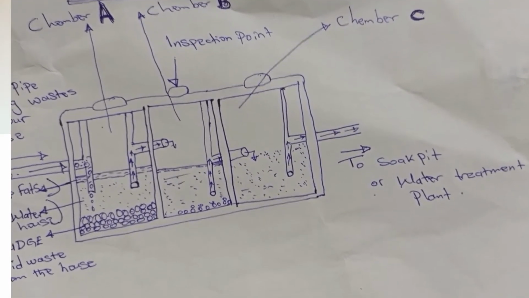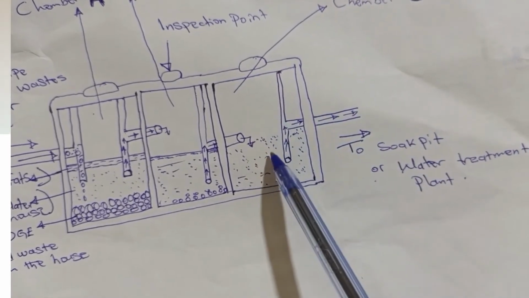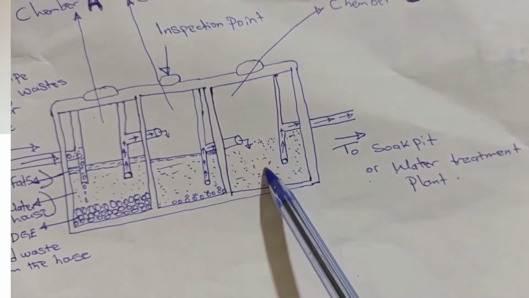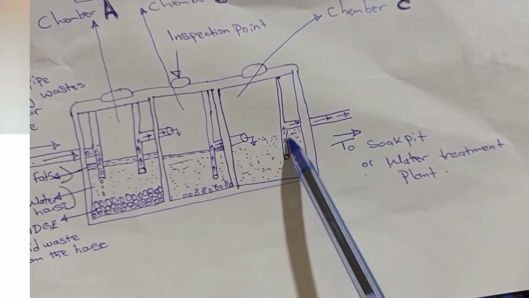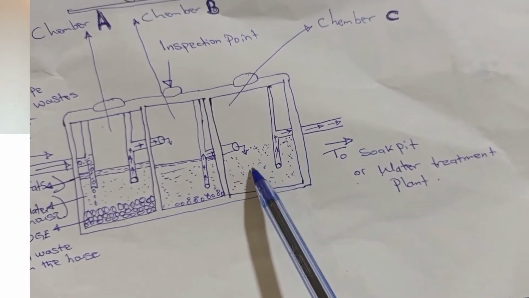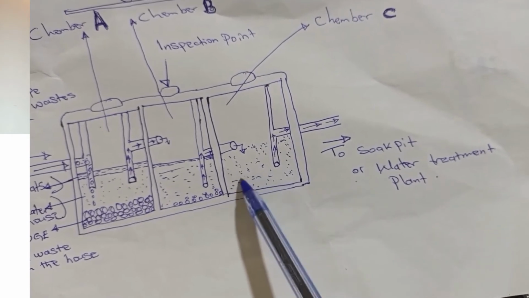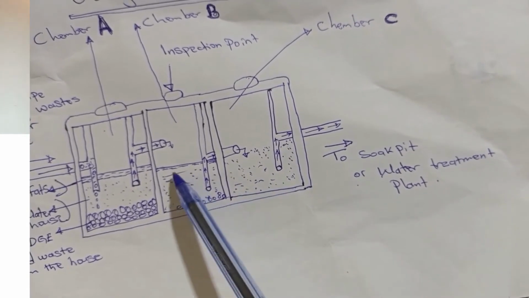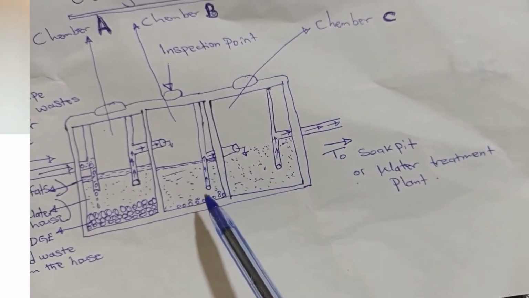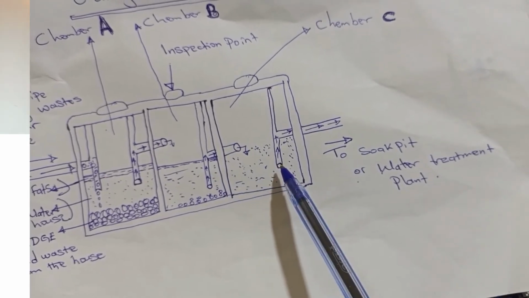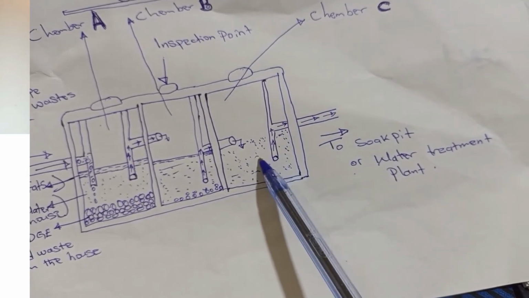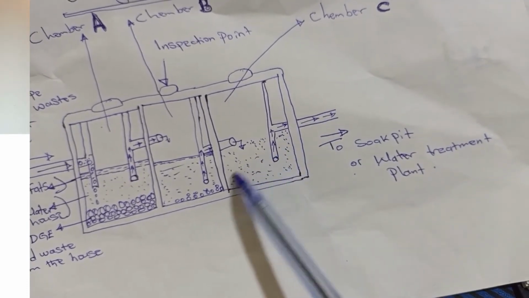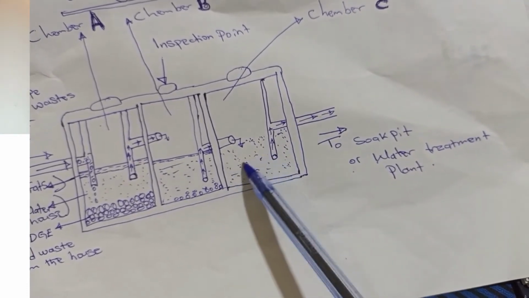Yeah. So what happens is, when the water moves into chamber B, it goes through the same process. The solids settle down, the water in the middle, and then the scum, which is the oils and fats, settles on top of the effluent. So still, as that water increases, it moves from chamber B into chamber C, where we find that the water is clearer, it's clean.